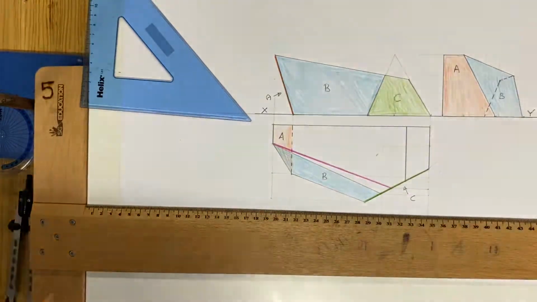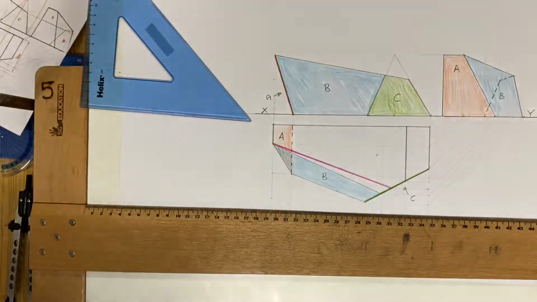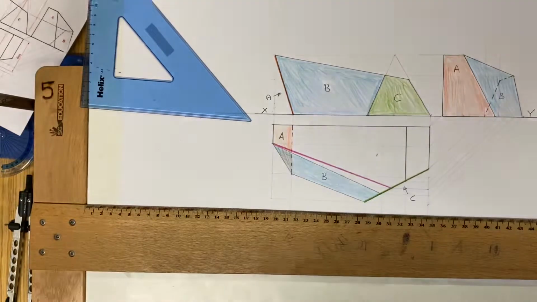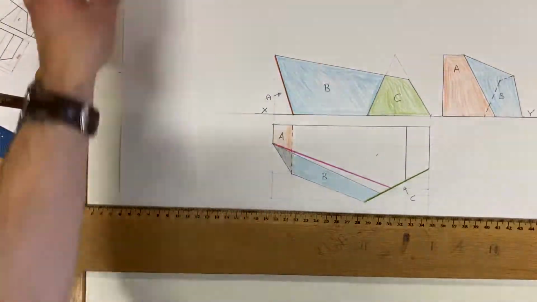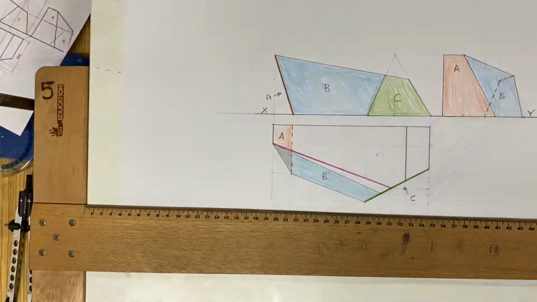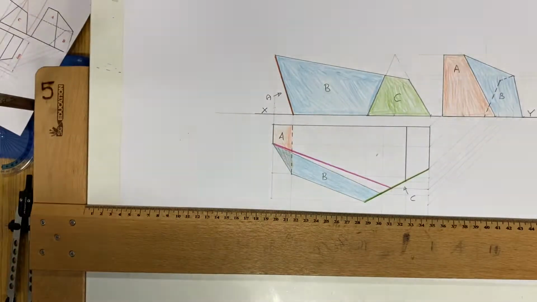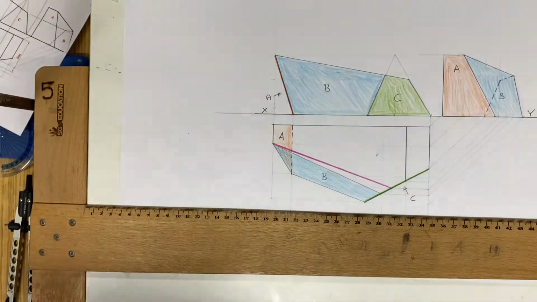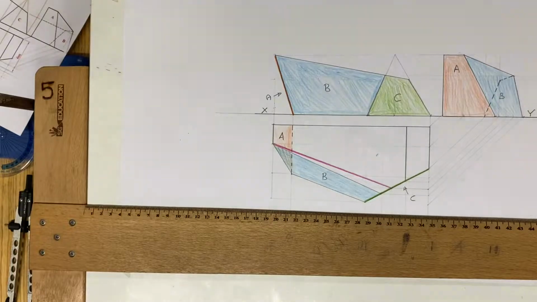So part A is simple enough. Just using the measurements given, you can draw the elevation, plan and end view. Just to speed up the video, I've that already drawn out. So next part, part B, determine the dihedral angle between surfaces A and B.